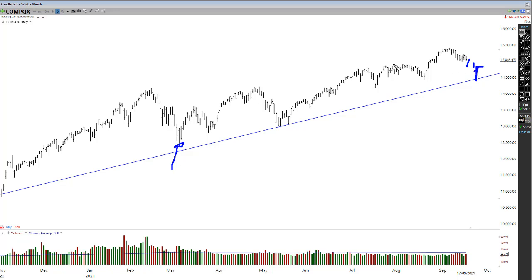If you don't know what a hammer is, it actually looks like a hammer, right? The market opens here, it closes there, but it has a big long wick. It looks like a hammer. It's actually a reversal pattern. It actually happened here as well. But as you can see, the market came down and bounced.